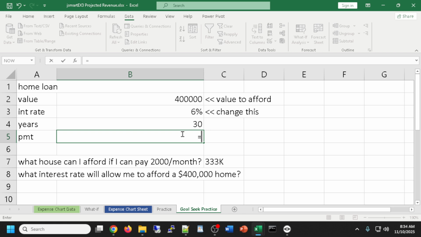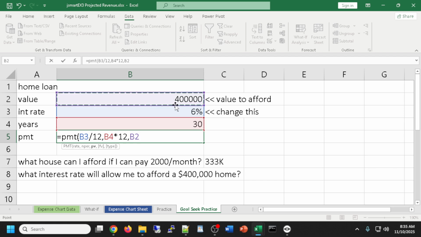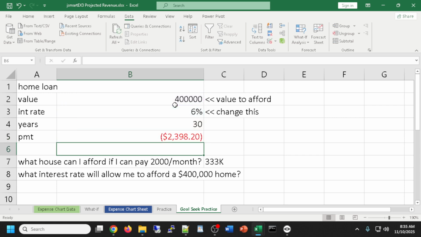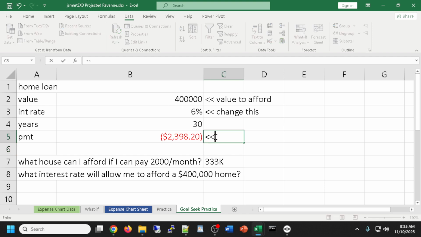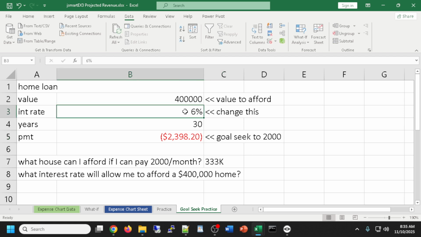I don't type in the payment. I still have to use the payment function, where the rate is that divided by 12. The number of periods is that times 12. That's the number of months. And what I want to afford is that. Currently, at 6%, I can't afford that. So I want to goal seek to 2,000 by changing the interest rate.